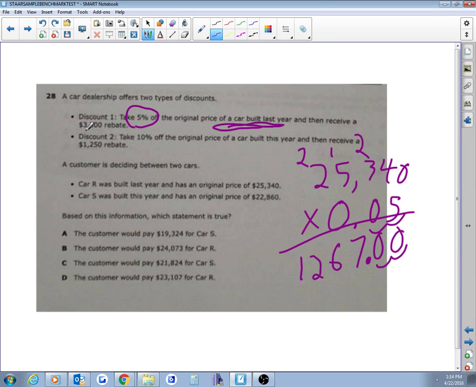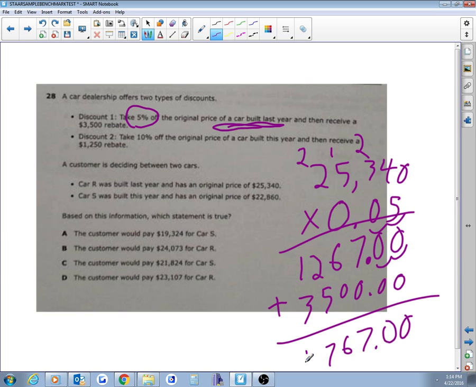And then there's the $3,500 rebate. This is the discount. The rebate is money you get back, usually by mail. So if we add up the discount, or the amount off, and the rebate, we can subtract it from the $25,340. So this plus 3,500, line up our decimal, you get 4,767.4. So that's the amount off of car R, the one that was built last year.